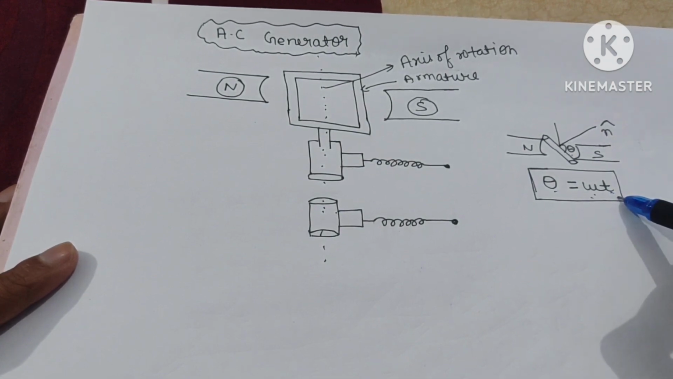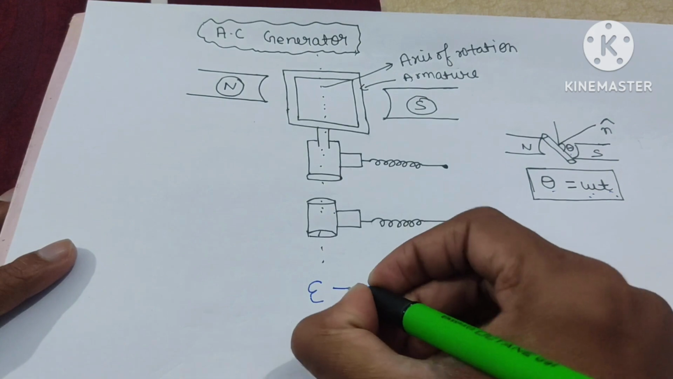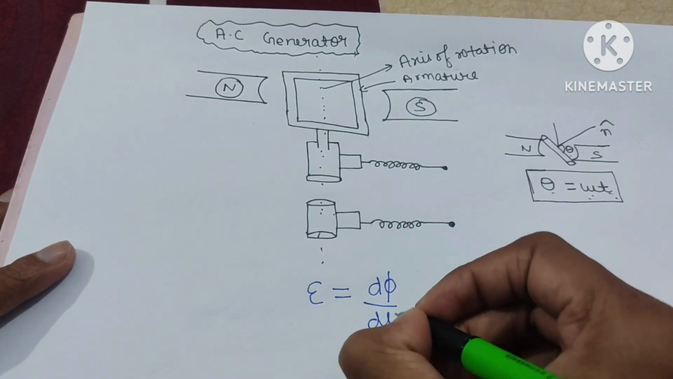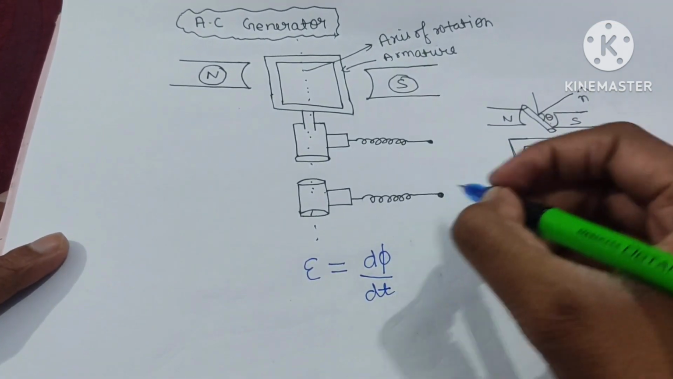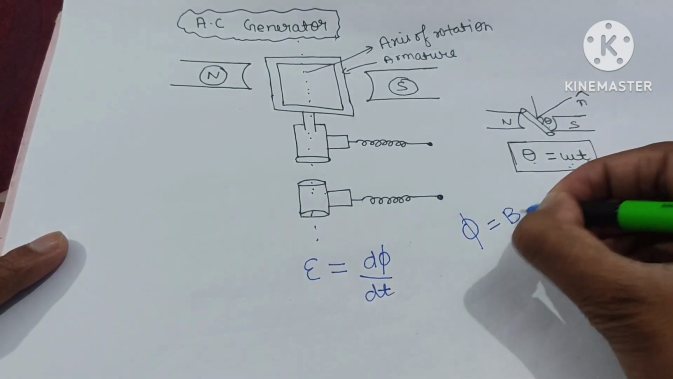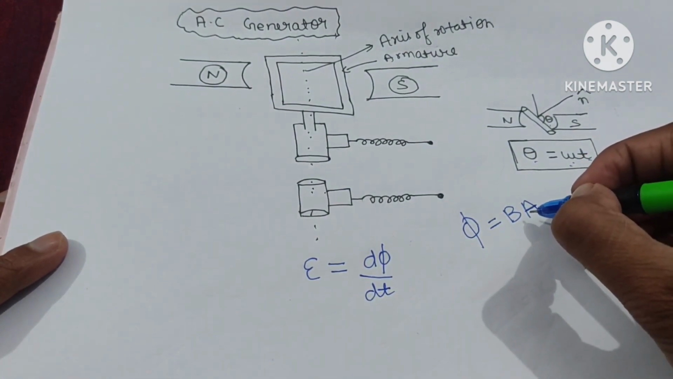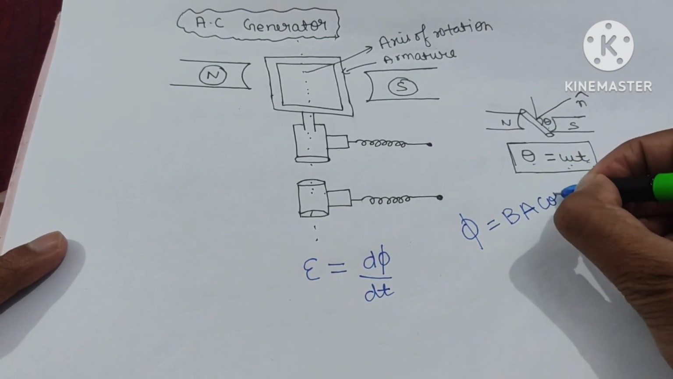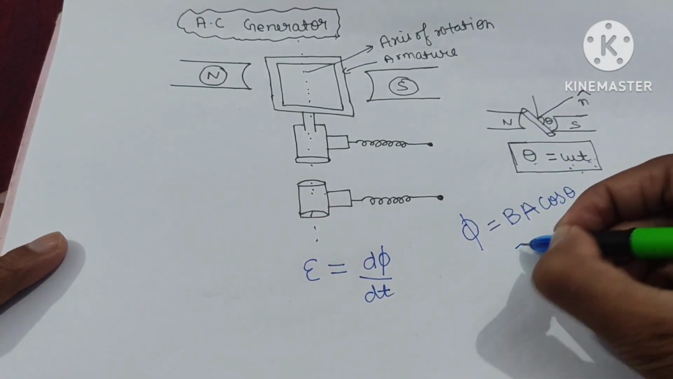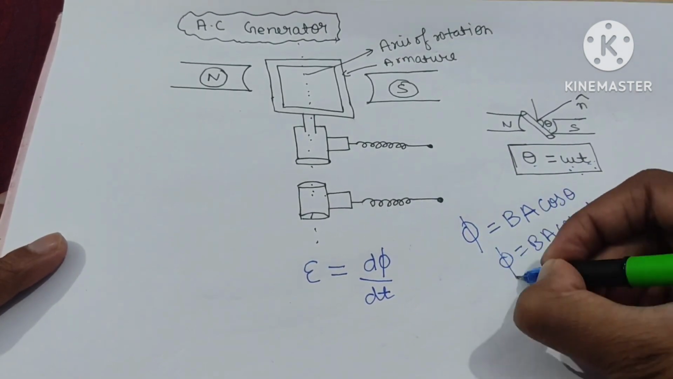Okay, so we can apply the EMF formula here, which is d flux by dt. You should know what phi is here. Phi is equal to B.A, and it is a dot product, so here is a cos theta. But here theta is omega t, so instead of theta we'll write omega t. This is our flux.